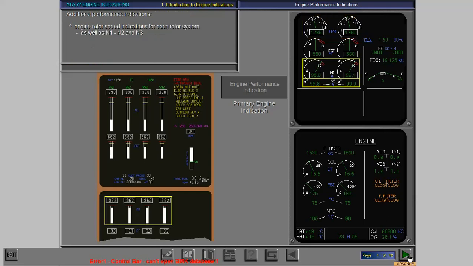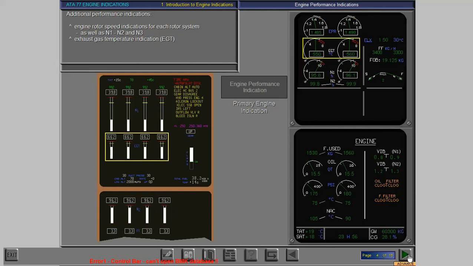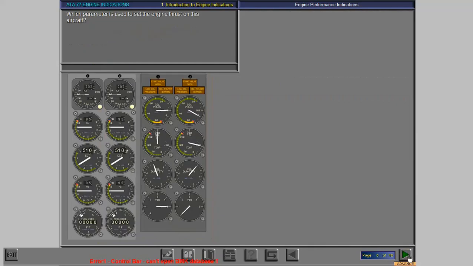The other performance indications are the engine rotor speed indications for each rotor system. This means that in addition to N1, there is N2, and if available, also N3. There is also the exhaust gas temperature indication, EGT, and the fuel flow indication. Now try to find the answer to the question about this set of performance indicators from an older aircraft type.